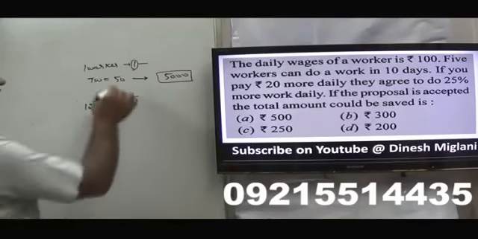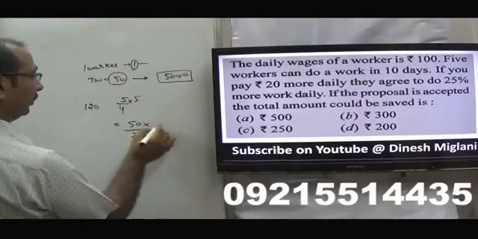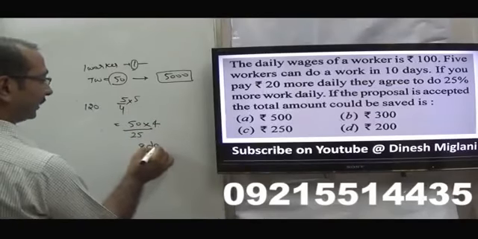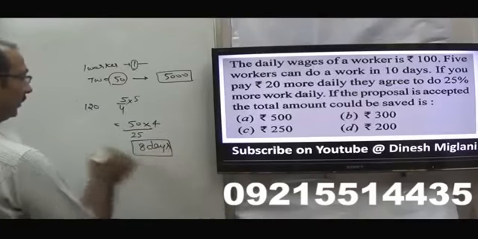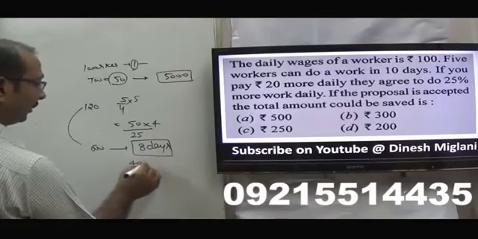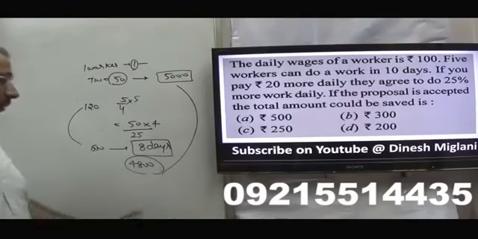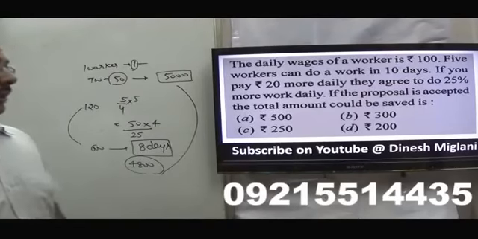How much time do they take now? Time taken by them would be 50 by 25 into 4, so we can say now they take 8 days. Now, 1 day's salary is 600, so for 8 days the salary is 4800. Earlier, how much were they being paid? 5000. Now they are being paid 4800. Hence, we can say they can save rupees 200. 200 is your answer.